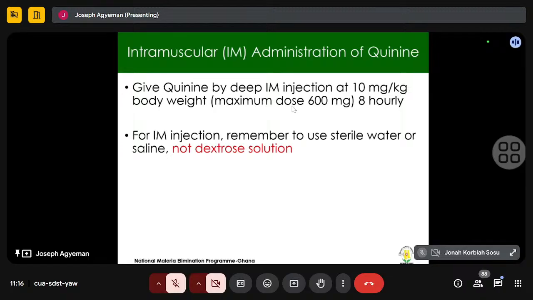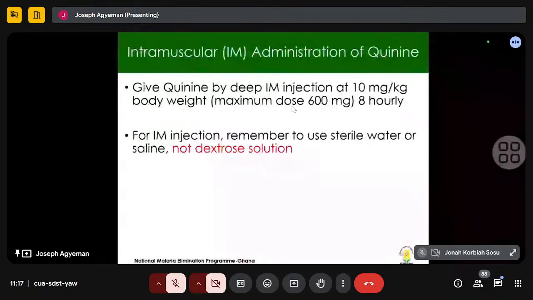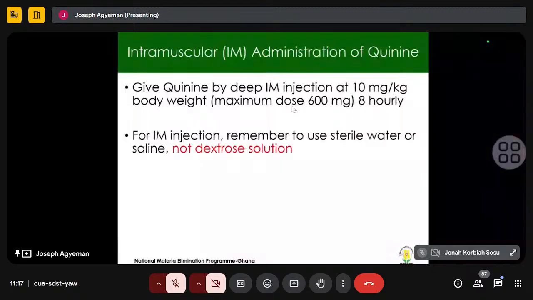So, if you are dealing with an adult patient, and the adult patient comes, you are to give IM quinine. Your starting material, the ampoule there, is 2 mil containing 600 milligrams. You are to dilute this one such that at the end of the day, you are getting a final volume that contains the milligram for adult IM administration.